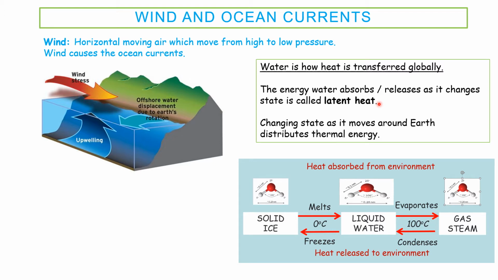The energy that water either absorbs or releases as it changes state is called the latent heat, and it moves the temperature around the earth. And obviously you know that when ice is heated up, it melts, and that turns into gas, and if it's cooled down, steam will turn back into water, and that will turn back into ice. And this obviously has a big impact on where the different biomes are, because the different biomes are greatly affected by the state of water.